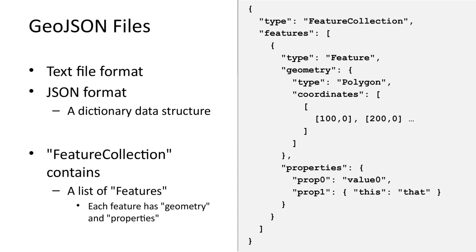GeoJSON files are saved as text files. This means that you can open them in a text editor and inspect the contents. The file uses the JSON format, which is a popular lightweight format for storing a wide variety of different types of data. The JSON format defines a nested dictionary data structure, containing a series of key-value pairs. In the example, the file contains a single feature. The geometry of the feature is a polygon. Note that some of the coordinates have been omitted. For properties, we can see that the feature has two properties, called prop0 and prop1.